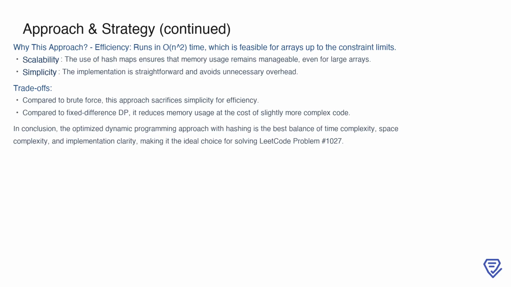Of course, there are trade-offs to consider. Compared to the brute force method, this approach sacrifices simplicity of concept for efficiency. When compared to the fixed difference dynamic programming method, it requires slightly more complex logic to dynamically manage the hash maps, but this is a small price to pay for the reduction in memory usage. Ultimately, this method provides the ideal combination of efficiency and practicality, making it the most effective strategy for solving problem number 1027.